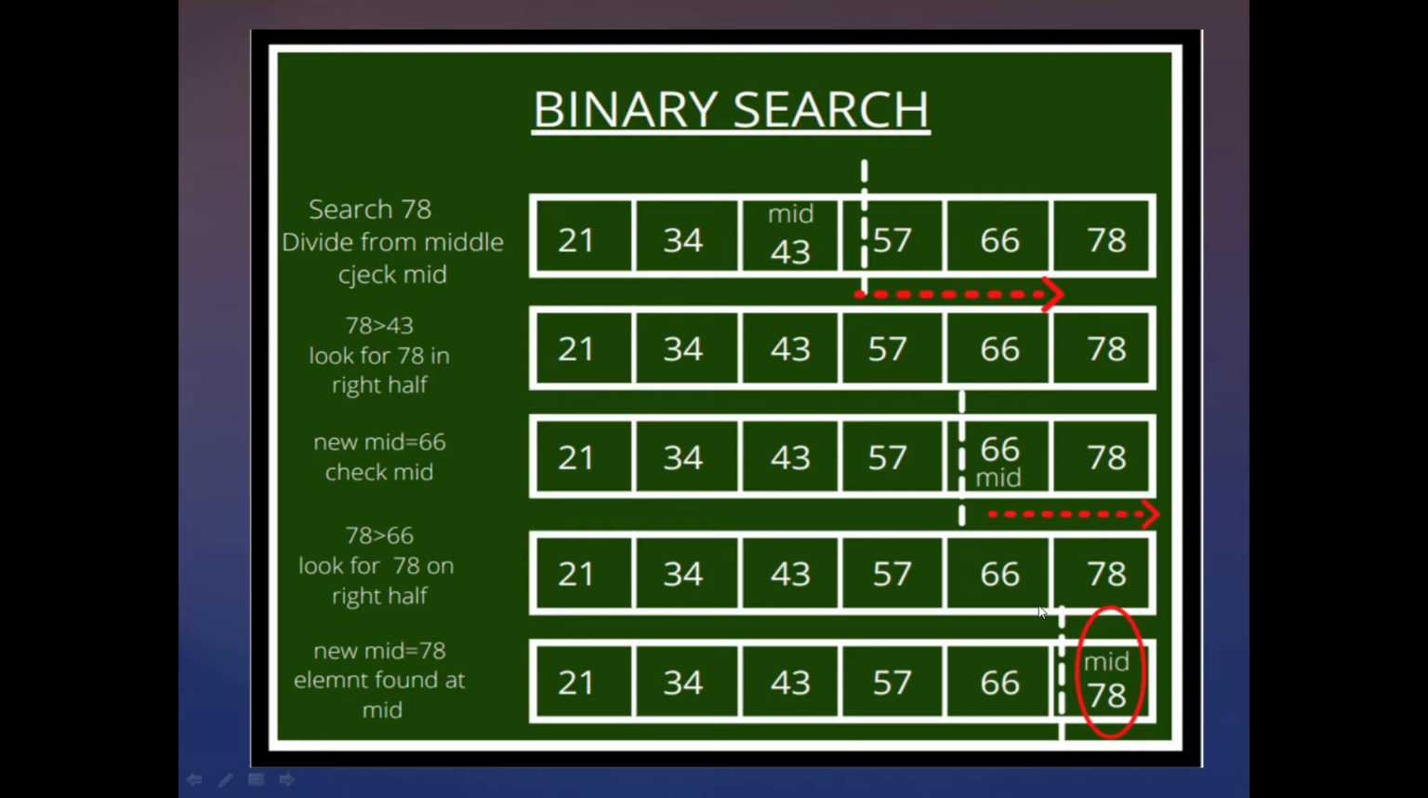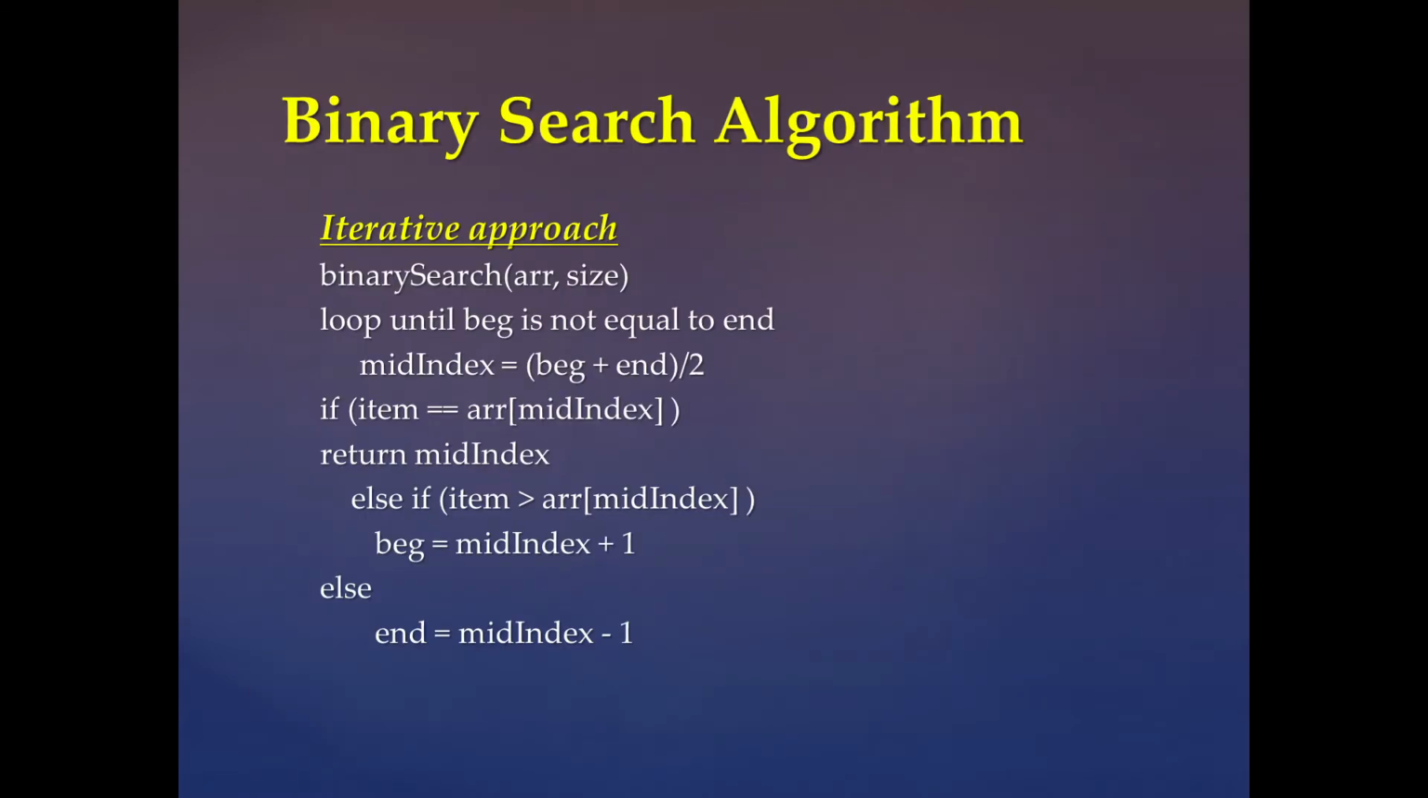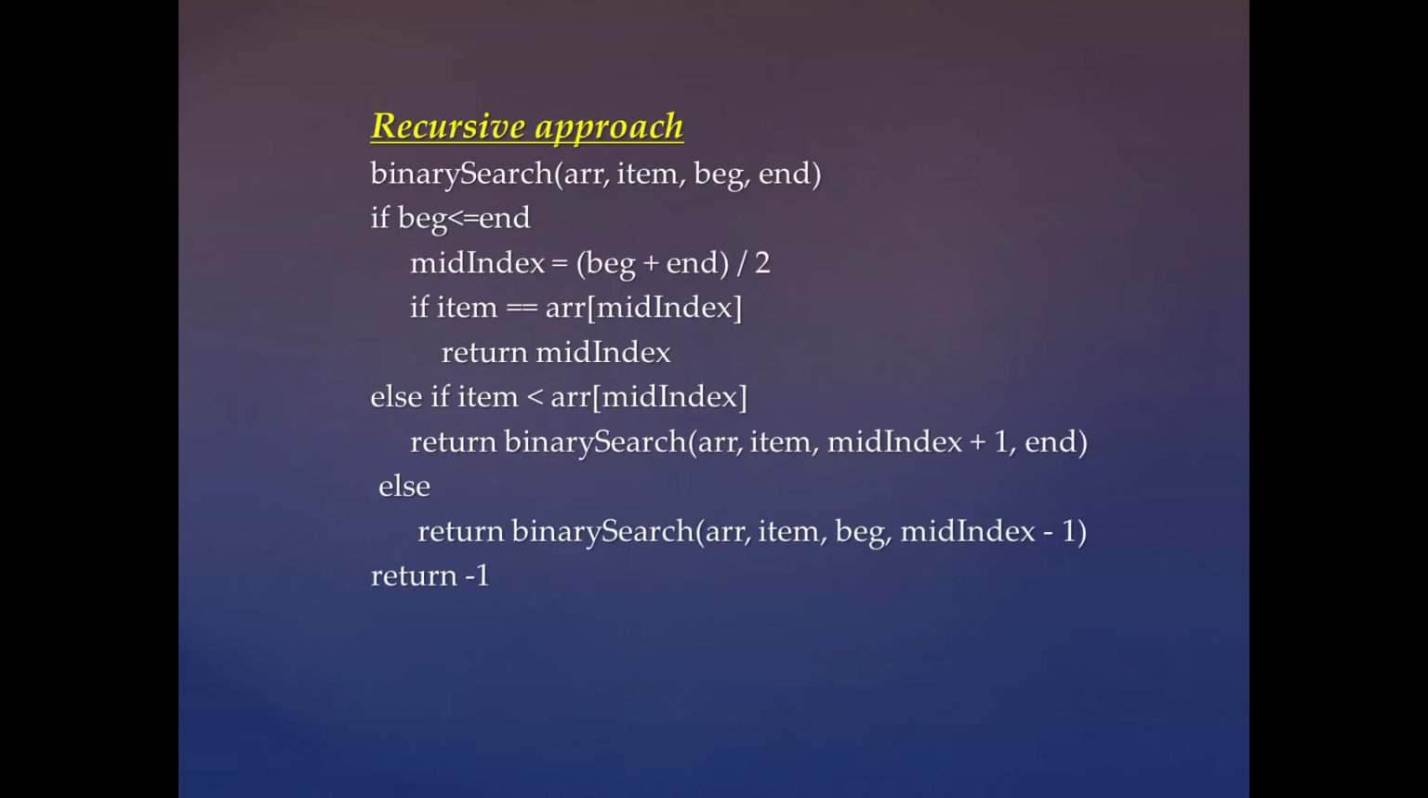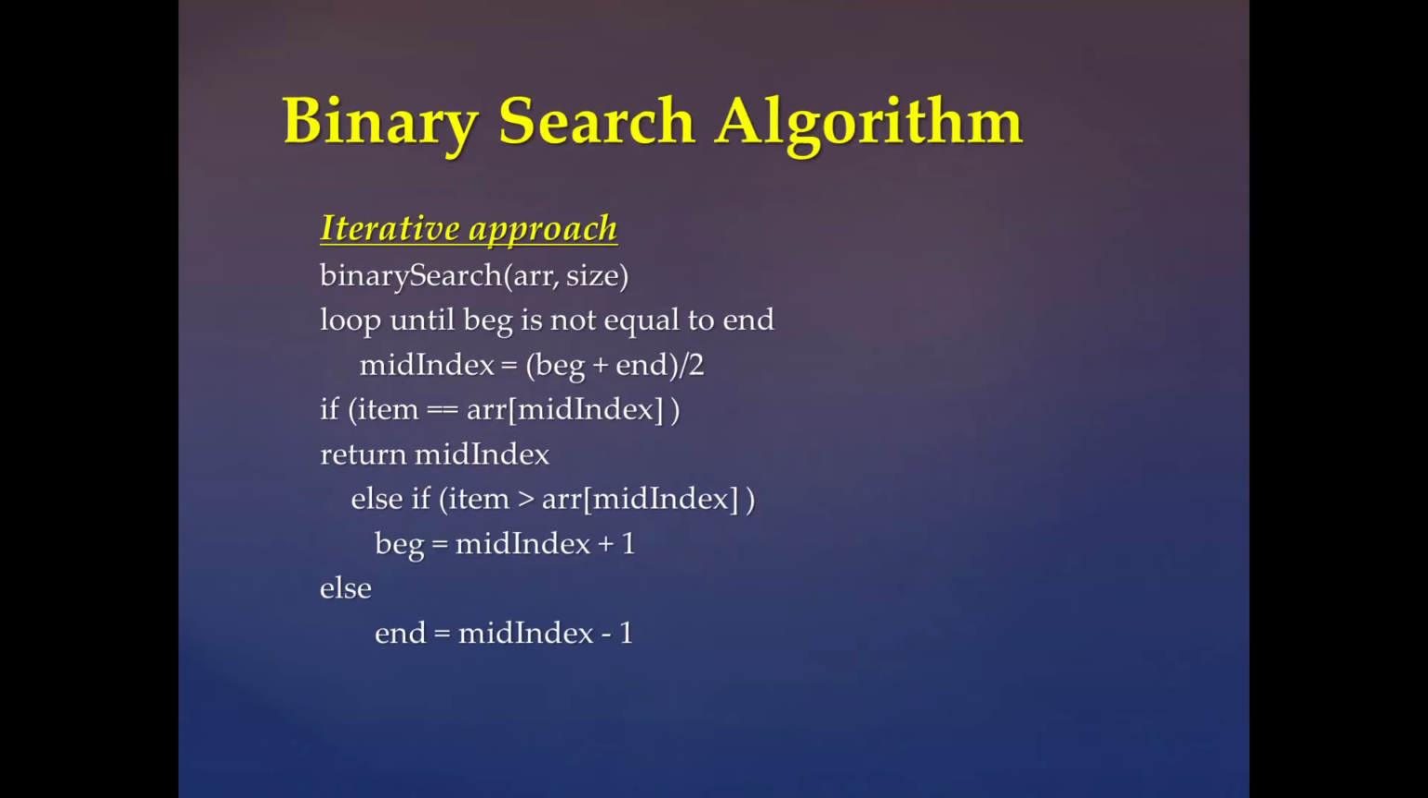Now we are going to see how to implement all this logic. There are two ways to implement it. First, the iterative approach, and second, the recursive approach. In the iterative approach, we use loop control techniques. Just see that this is a function binary search with the array and size of the array, and this loop will run until begin is not equal to end. It means from the start to the end of the array, this loop will work.